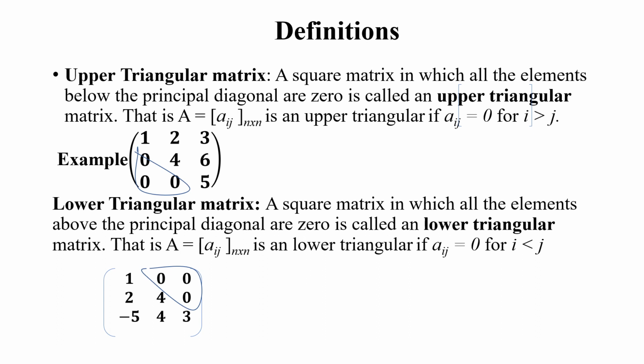That is, below the main diagonal the entries are 0 and above the main diagonal the elements are non-zero elements. Similarly, we can define a lower triangular matrix. A square matrix in which all the elements above the principal diagonal are 0 is called a lower triangular matrix. That means any matrix A is said to be lower triangular provided Aij equal to 0 for i less than j. That is, above the main diagonal the values are 0 and below the main diagonal there are non-zero values.